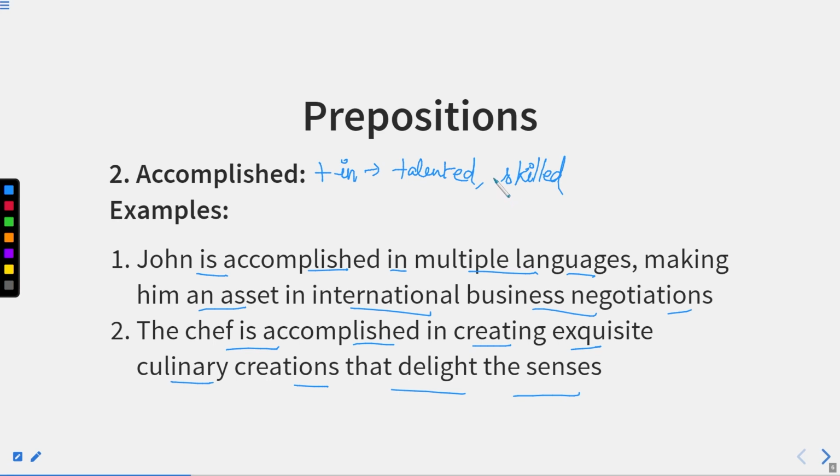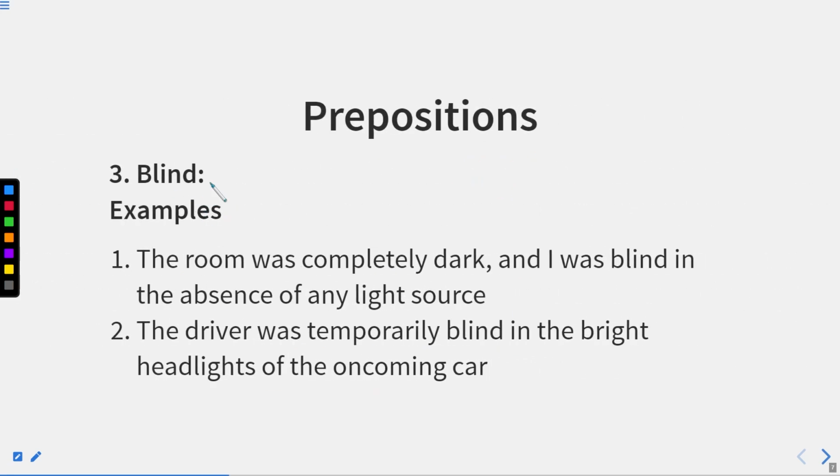Now let us move to the next one. Now blind in. So we can use a preposition in with the word blind or with the verb blind. Now if I say blind, blind is an adjective as well. For example, if I say he is blind, here this word blind is an adjective. But here I'm talking about verb blind. So, how can we use blind as a verb, and in that case we use in with it?